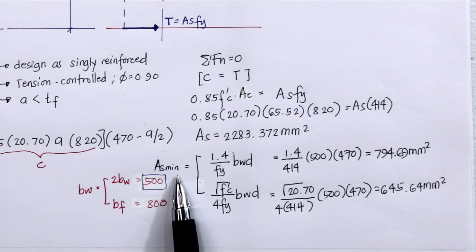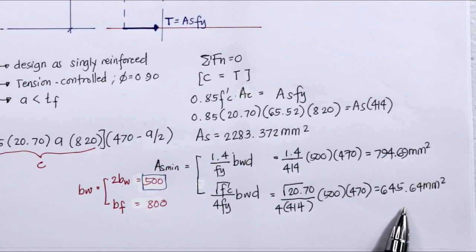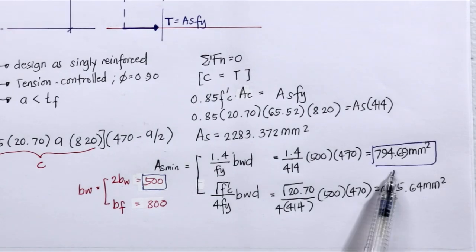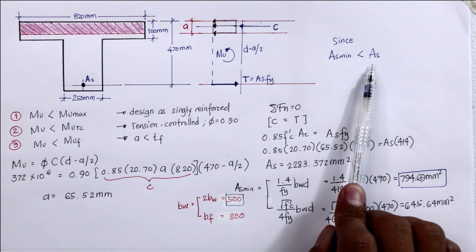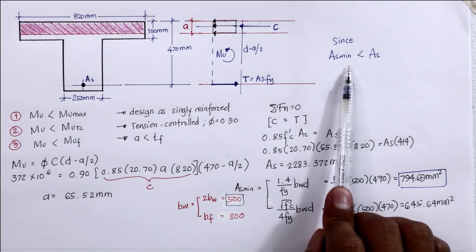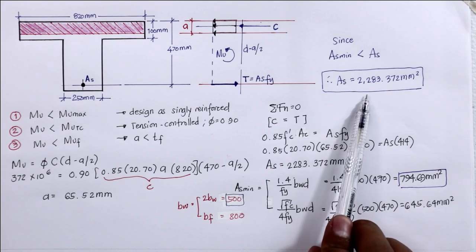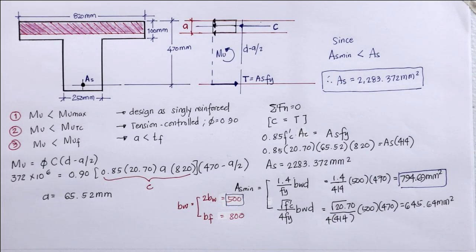Solving for the value of As min, dalawang value yung makukuha natin. At ang sabi sa code, yung value ng As min na magogovern is yung mas malaki. Kaya yung magiging value ng As min natin is yung 794.69 millimeter squared. Since yung value ng As na na-compute natin is greater than sa As minimum na stated sa code, kaya i-adapt natin na value ng As yung As pa rin na na-compute natin, which is 2,283.372 millimeter squared. If ever na mas mababa yung value ng As na na-compute natin sa As minimum, ang value ng As na gagamitin natin is yung value ng As minimum.